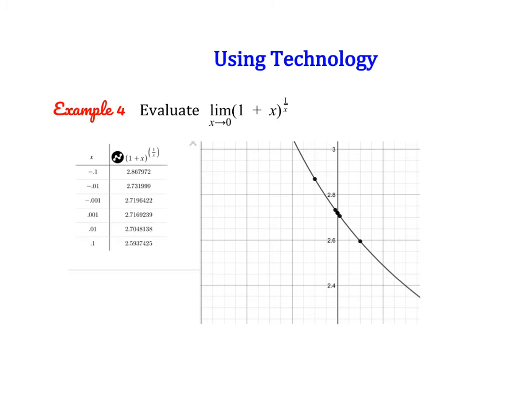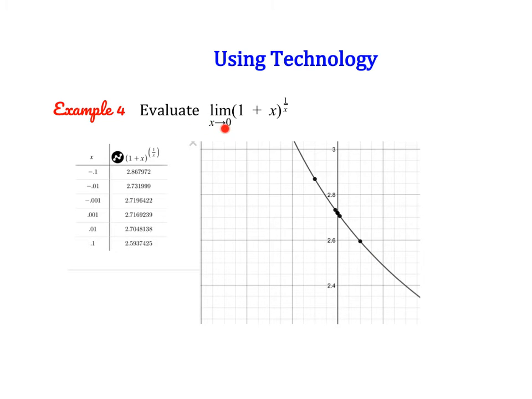All right, so like we mentioned before, if you aren't able to multiply by the conjugate and you're not able to divide out a common factor, for now, all we can do is use technology. So if we have something like this, it's kind of an interesting limit that you'll definitely see again in calculus. Here you can see that I made a table of values and I graphed it.